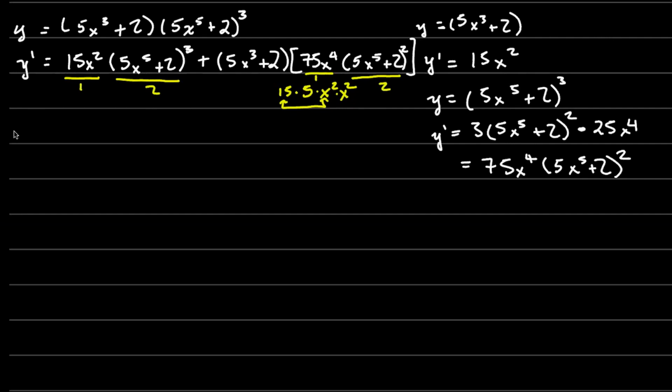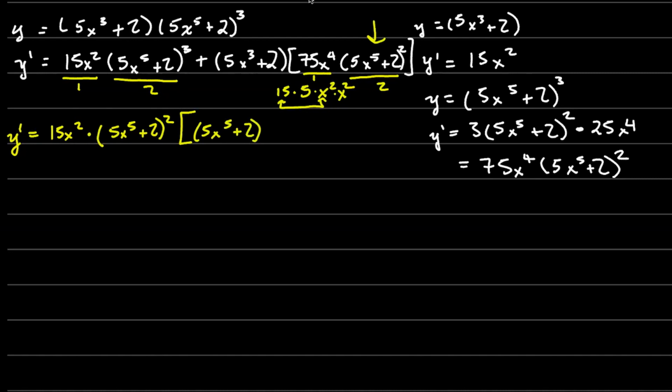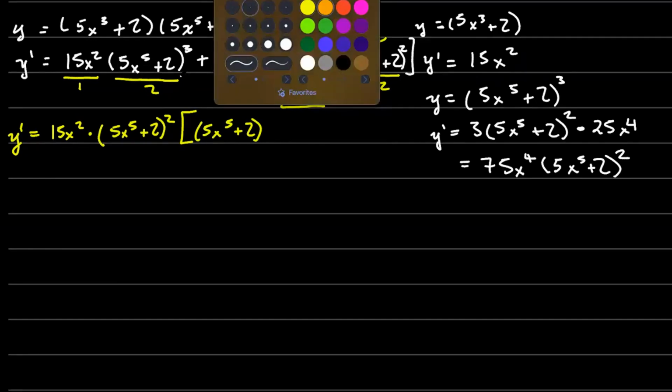So basically we're going to have y prime is equal to 15x squared. So that's the first piece. Then we're going to times, and then we got 5x to the 5th plus 2 squared, right? Because you can bring that out of this one right here. And then let's see what that leaves you with. That leaves you with 1 times 5x to the 5th plus 2. All right, and that comes from right here.